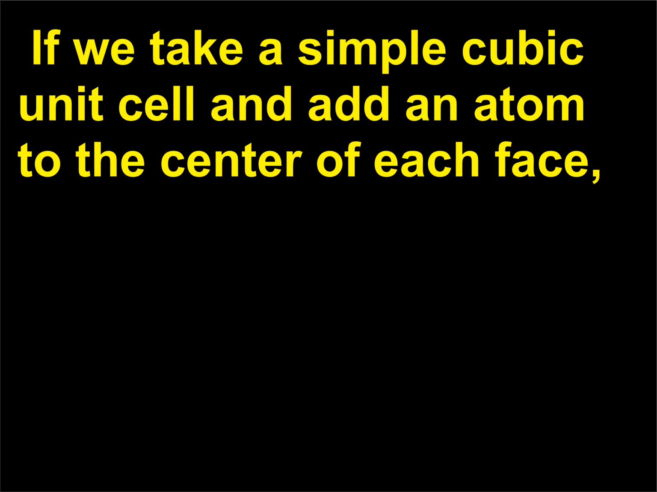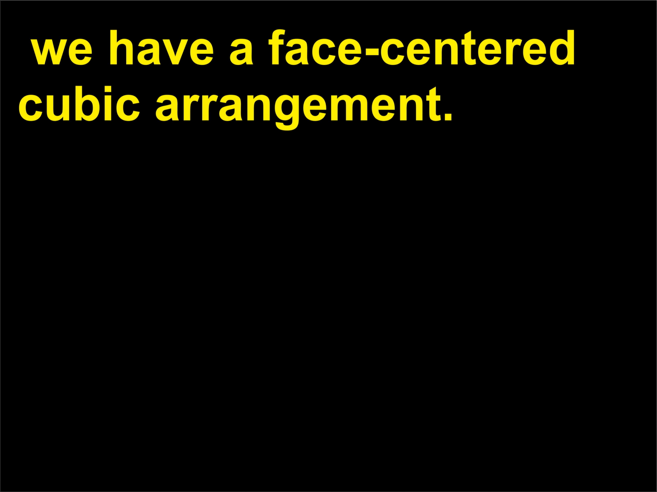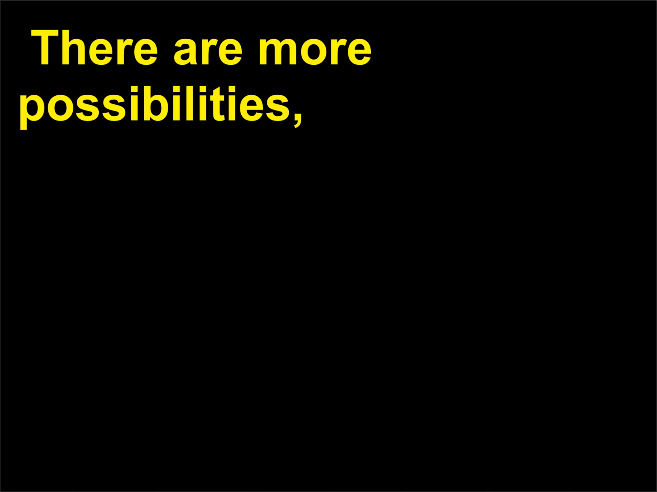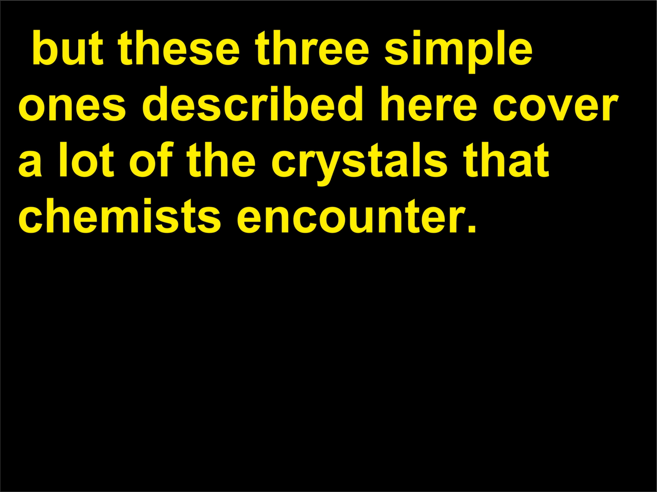If we take a simple cubic unit cell and add an atom to the center of each face, we have a face-centered cubic arrangement. If we instead add an atom to the center of the cube, it's called a body-centered cubic unit cell. There are more possibilities, but these three simple ones described here cover a lot of the crystals that chemists encounter.